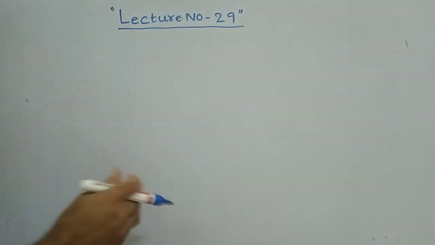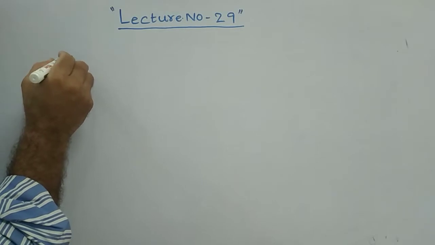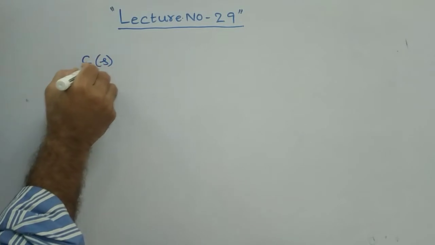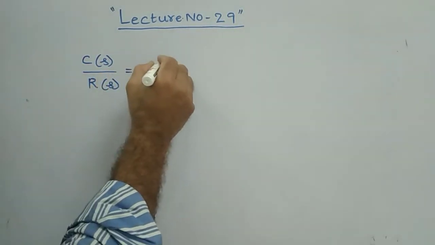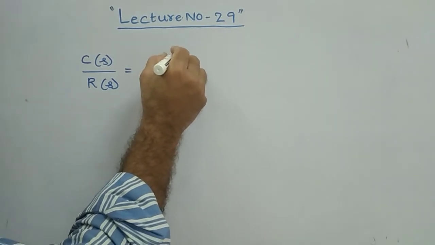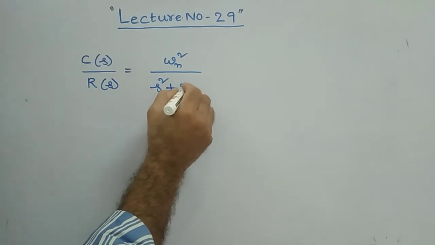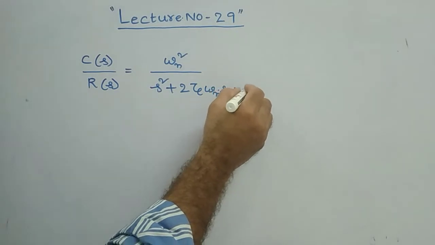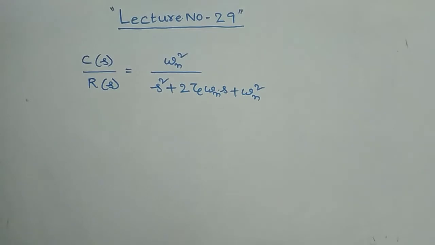Just to recap for your understanding, we have seen that C(s)/R(s) is equal to omega n square by s square plus 2 times zeta omega n into s plus omega n square. This is the standard form of the transfer function of a second order control system.